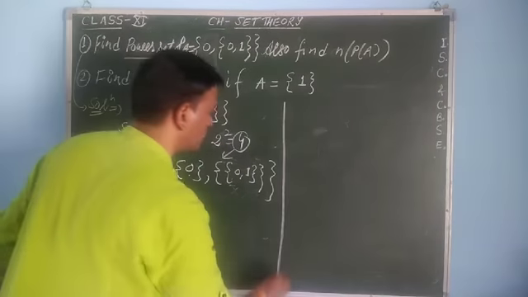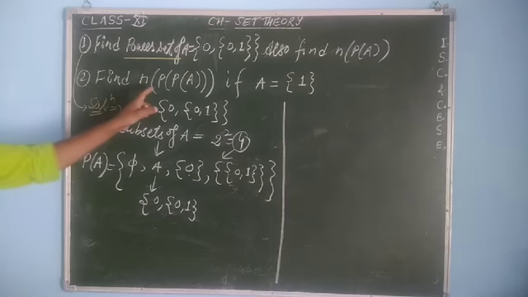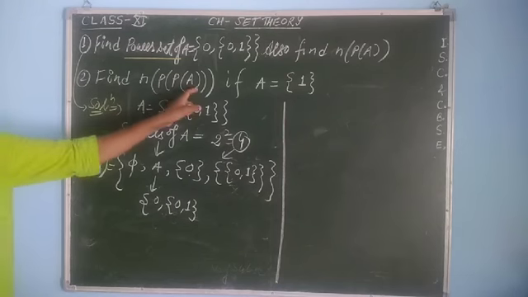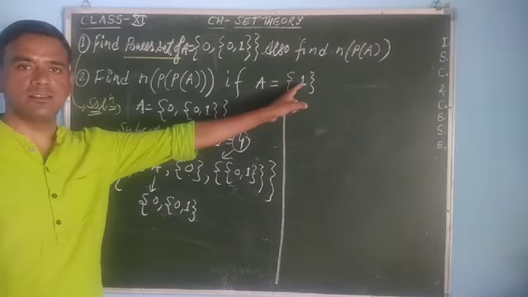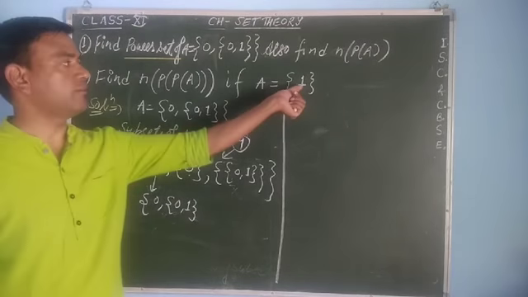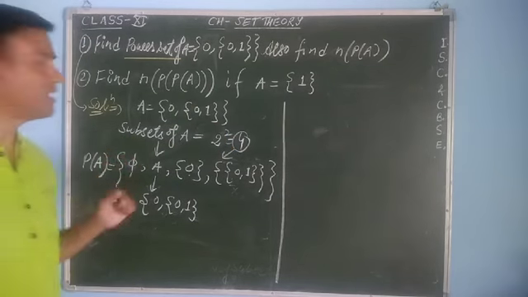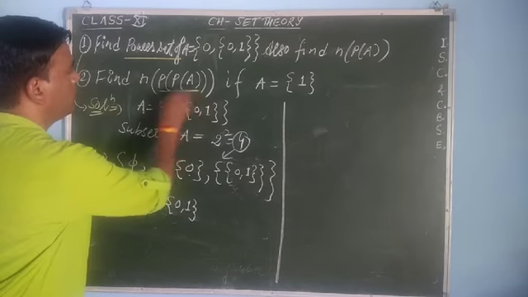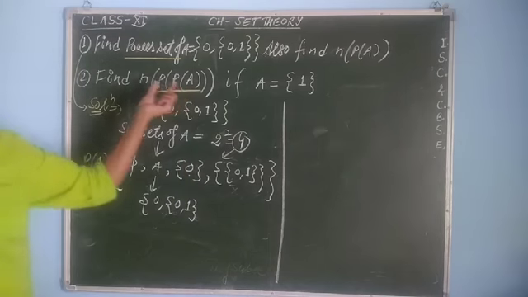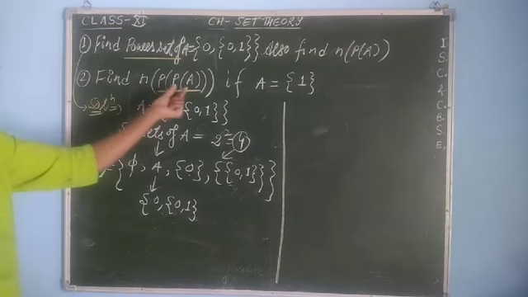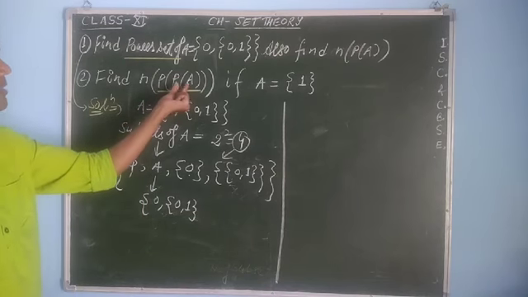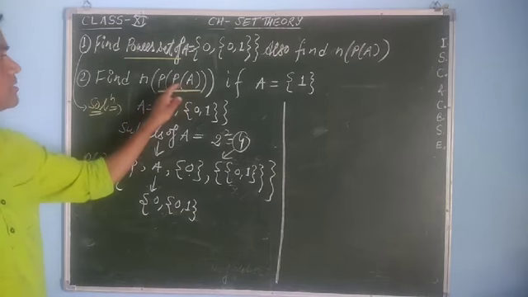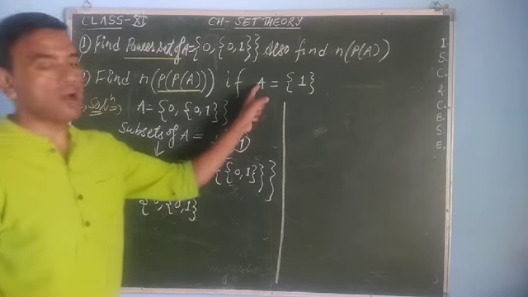Then one more question is there, very important. You have to find out n(P(P(A))) if A is given as this one. This is a singleton set with element 1. This is a very interesting question. So how will we solve this type of question? Last year this was asked. First of all we will find the inner side. You will begin with this inner side, P(A), the power set of this A.